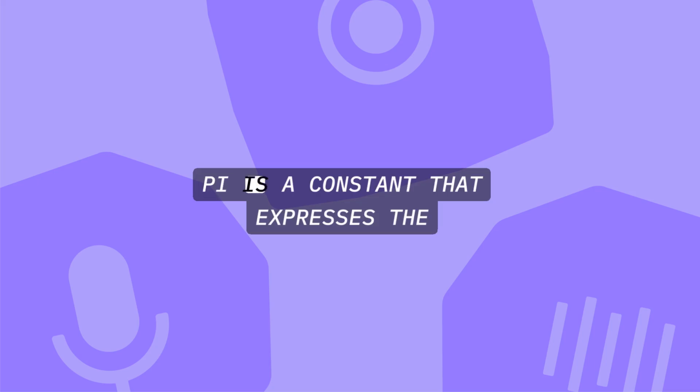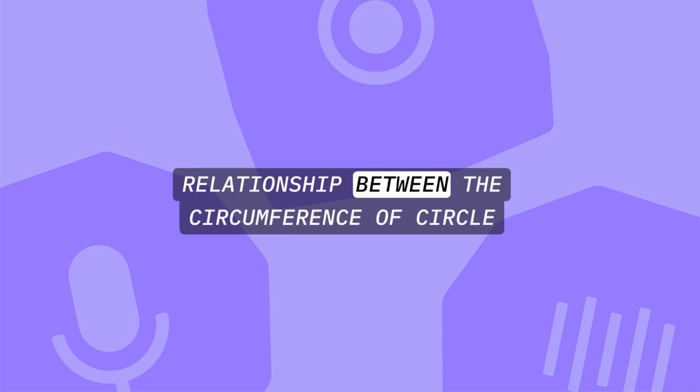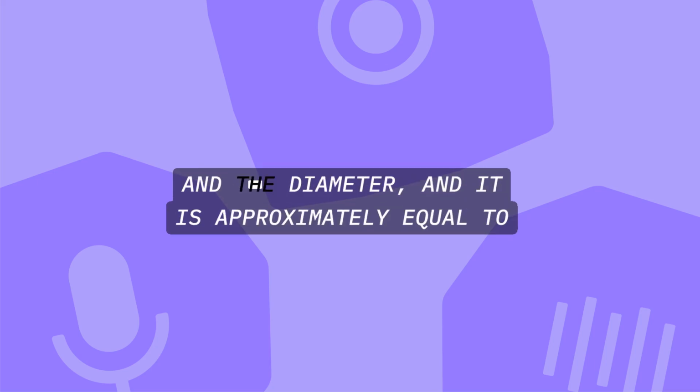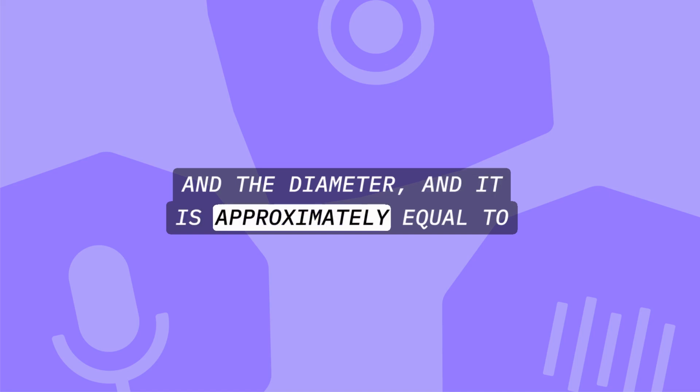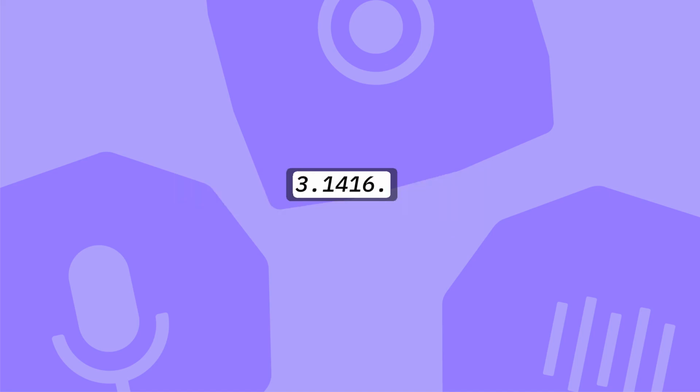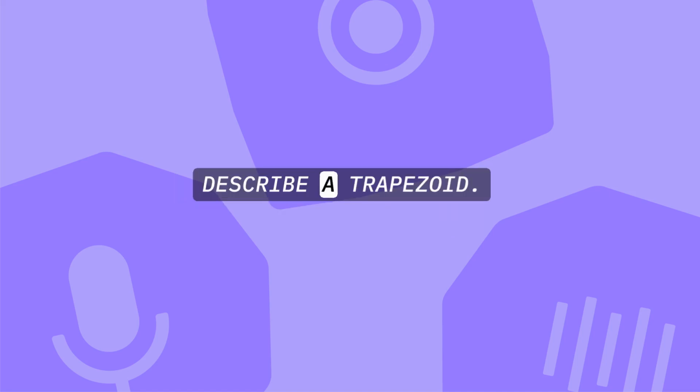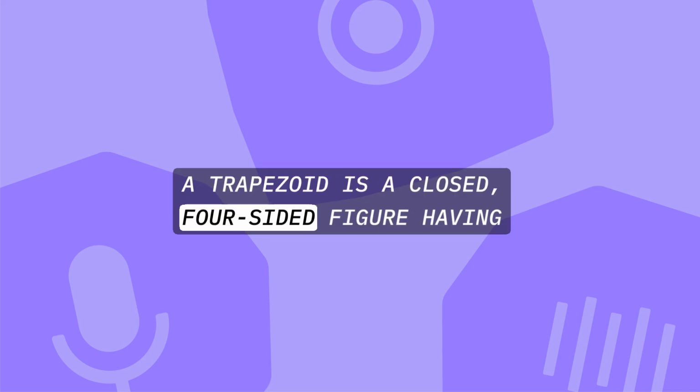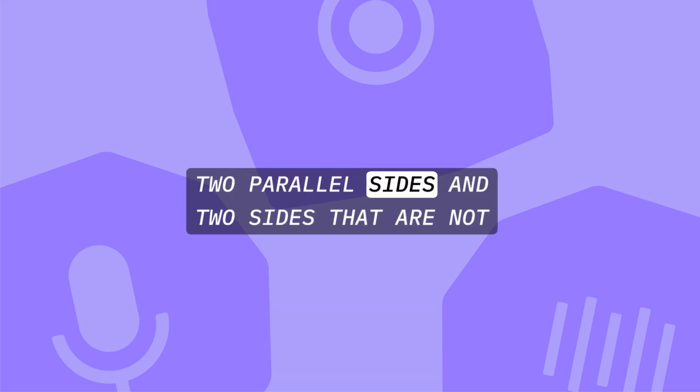Define pi. Pi is a constant that expresses the relationship between the circumference of a circle and the diameter, and it is approximately equal to 3.1416. Describe a trapezoid. A trapezoid is a closed four-sided figure having two parallel sides and two sides that are not parallel.